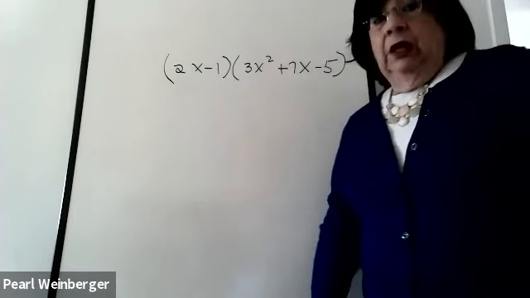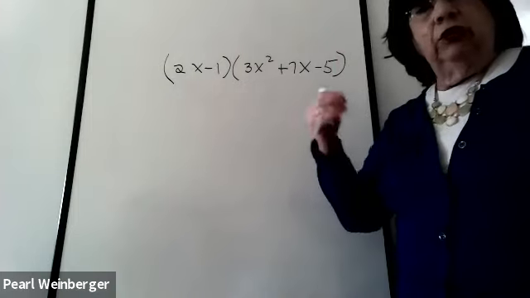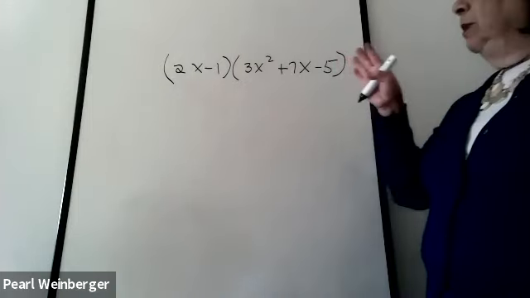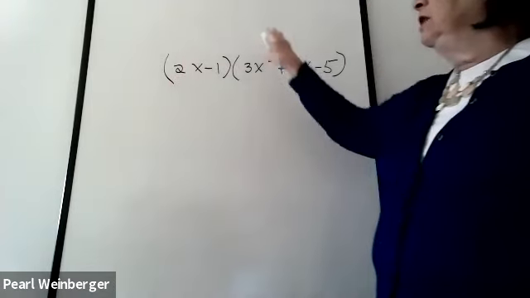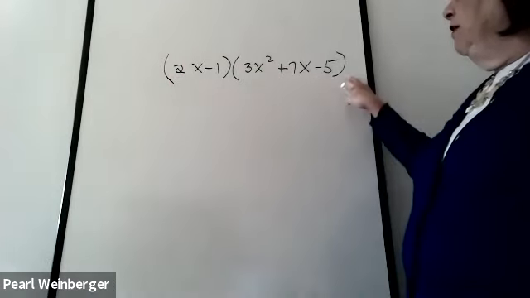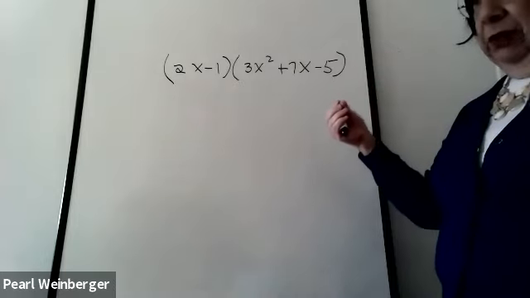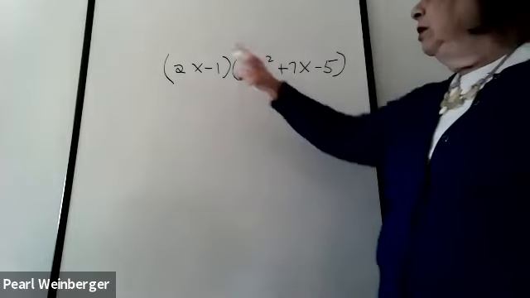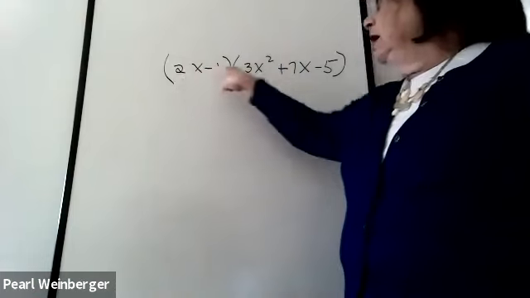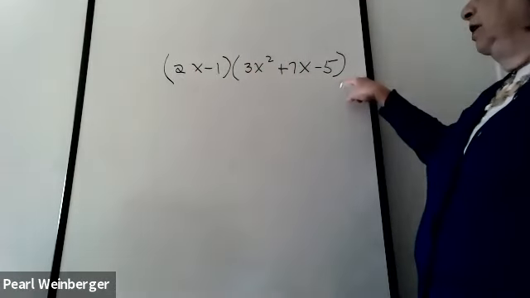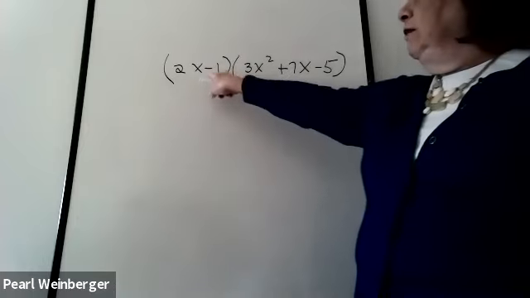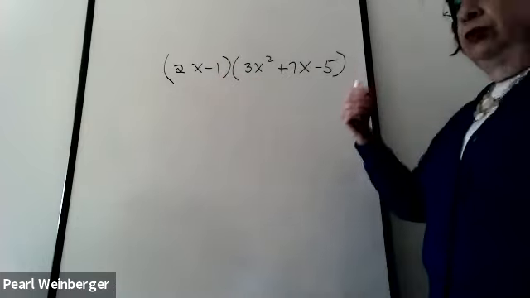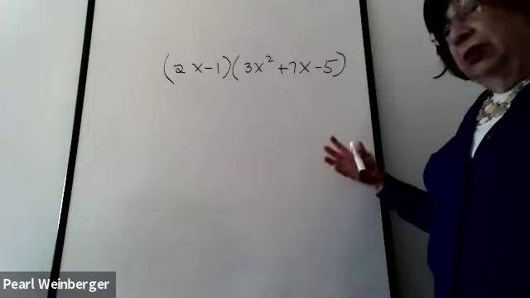I obviously can't use FOIL because FOIL specifically is when you're multiplying a binomial by a binomial. But the concept that you have to take everything in your first parentheses and multiply by everything in its second parentheses works here as well. You take your 2x and multiply everything in this parentheses by 2x. Then you go back and multiply everything by -1. And then you go back and see, are there like terms?